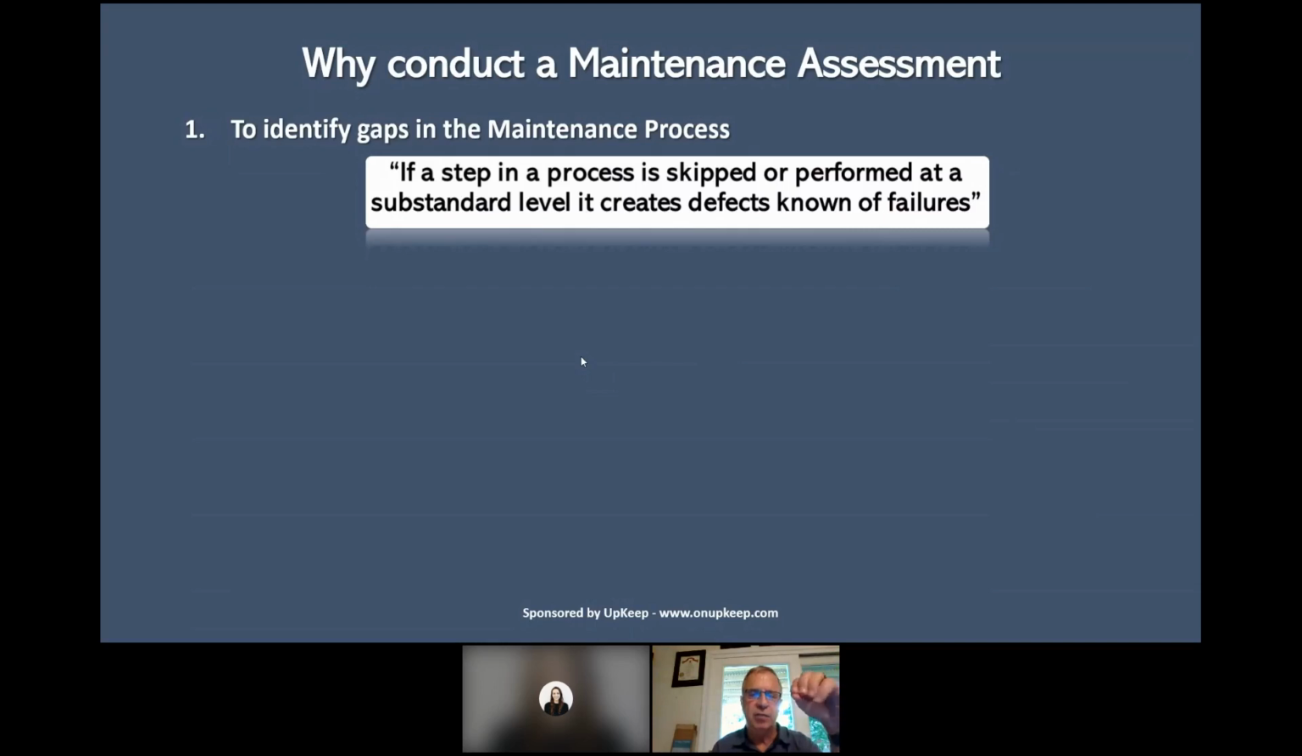Is it planning? Is it scheduling? Is it preventive maintenance? Is it work execution? Is it work order closeout? Is it rework? What is the gap in your maintenance process? Everybody text one in.